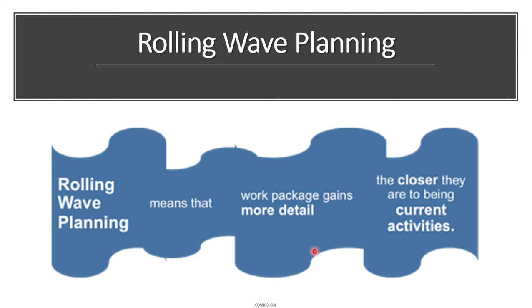So once again, rolling wave planning means that work packages will be in more detail when they are closer to being current activities. So the current activities in a project can be broken down into more detail, and activities which are to be done in the future can be at a high level.